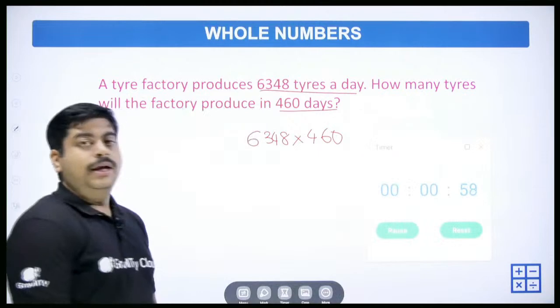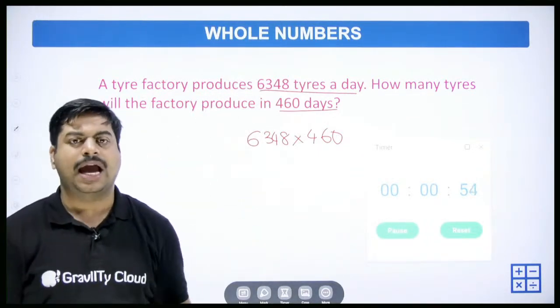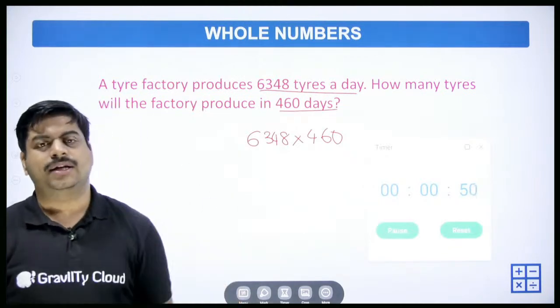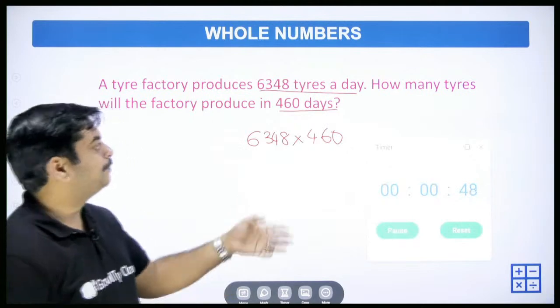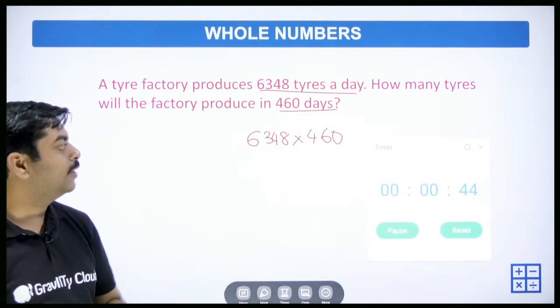Let's say a small example: you are making 5 chocolates a day, and year long you are making. So how many chocolates are you making in total? 365 days, right? So 365 into 5. In the same way, 460 into 6348 will be the correct answer. So please do it fast.